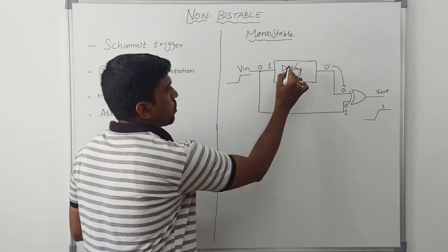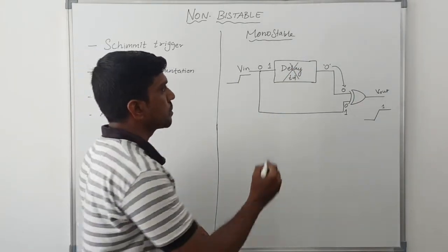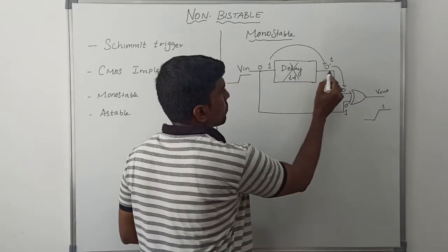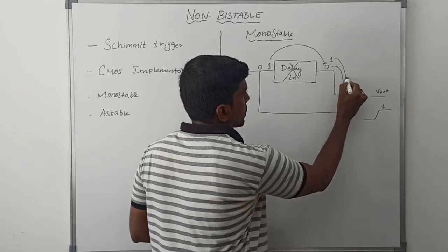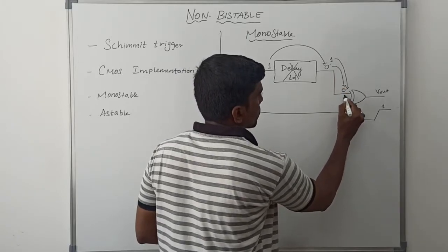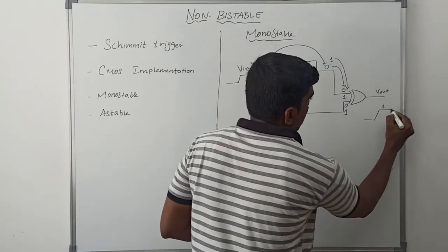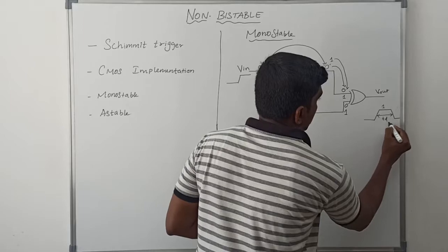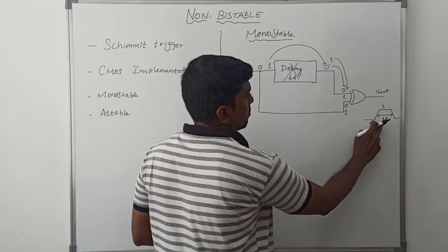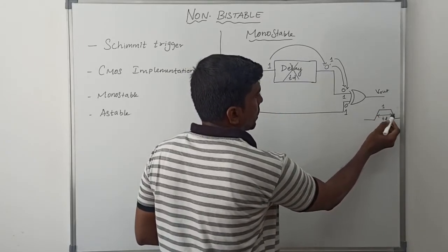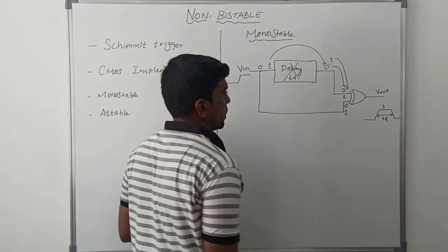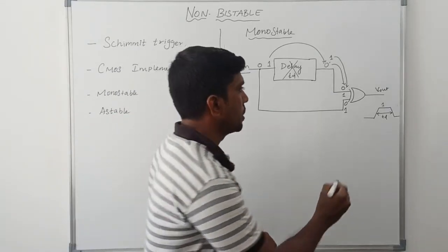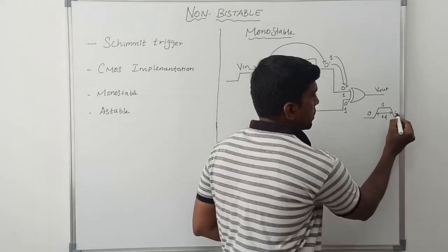Now the delay time is over. After completing the delay time, this 1 is transferred to here. The output of the delay circuit is 1, so this 1 is applied to the input of this XOR gate. So 1 1 gives 0. During the delay time, the output is 1. After the delay time, it changes to 0. In this monostable, there is only one stable state. So 0, then 1, then 0.